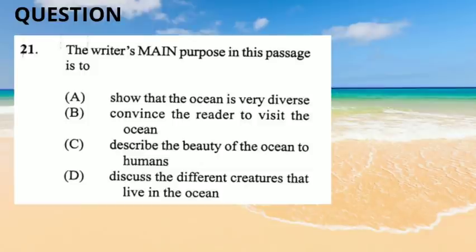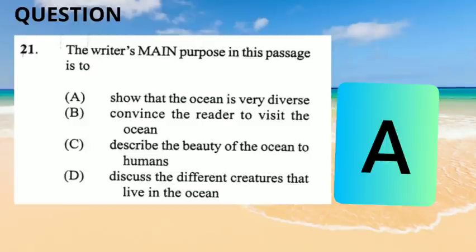Question 21. The writer's main purpose in this passage is to A. Show that the ocean is very diverse. B. Convince the reader to visit the ocean. C. Describe the beauty of the ocean to humans. D. Discuss the different creatures that live in the ocean. The writer's main purpose in the extract is to show that the ocean is very diverse. The passage states that the variousness of the ocean is striking to marine scientists. Variousness means diverse. So the answer is A.